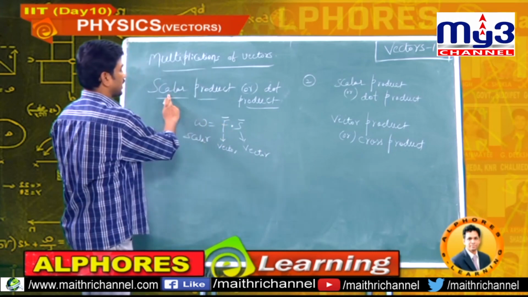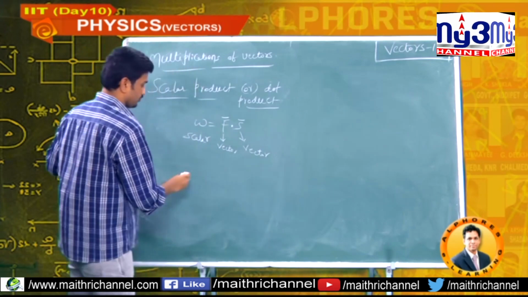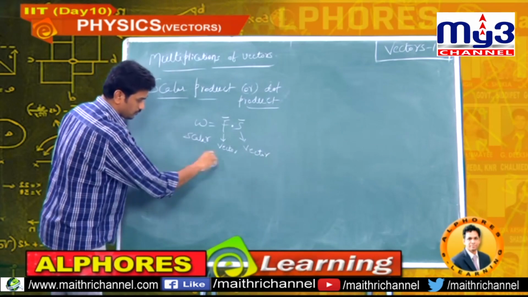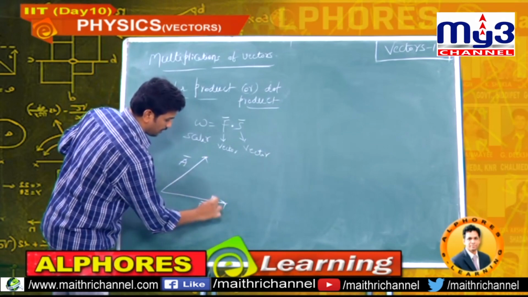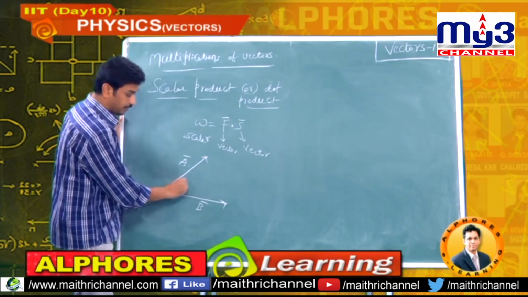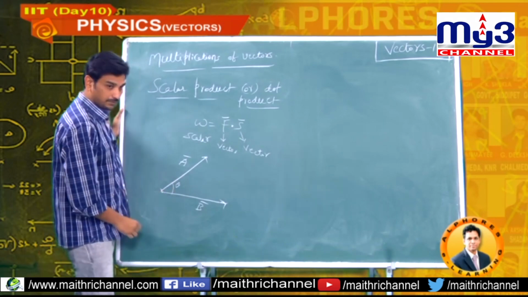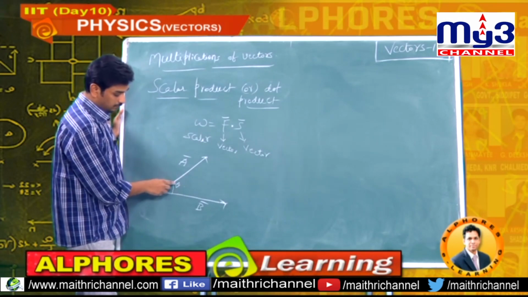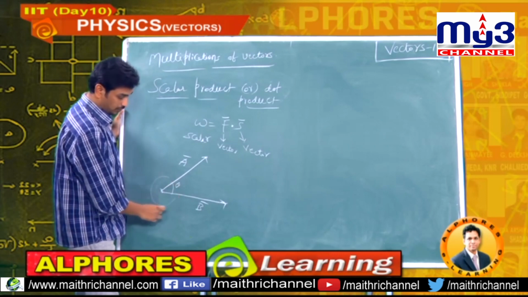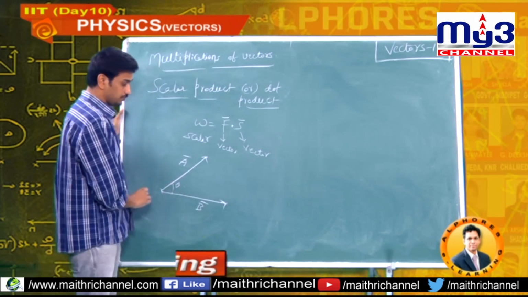Now come to our scalar product. How will we write the scalar product of two vectors? A bar vector, B bar vector. The angle between the two vectors A bar and B bar is theta. Tail of B bar, tail of A bar. Here we are taking the smaller angle between A bar and B bar. This is also an angle, but it is 360 minus theta. Now we are taking the smaller angle.